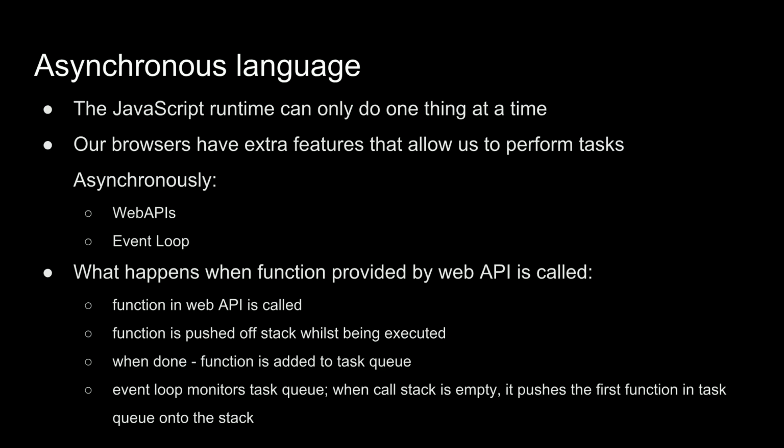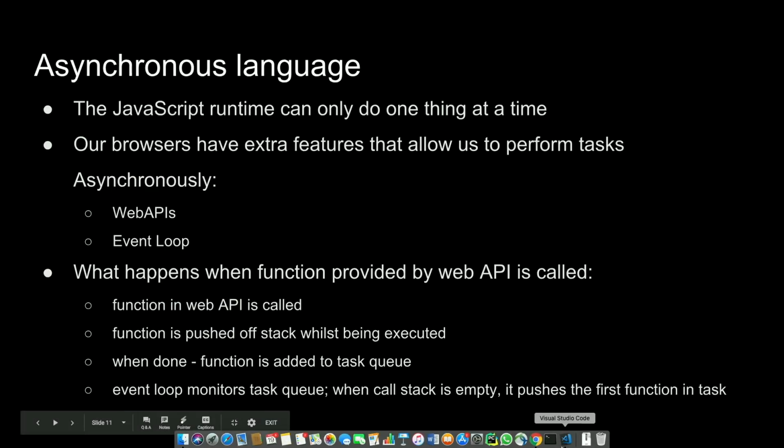Now this brings us to JavaScript being an asynchronous language. Like I mentioned, your JavaScript runtime, where your JavaScript code is executed, can only do one thing at a time. But because your browsers add these extra features, such as your web APIs and your event loop, JavaScript can do other things, and we'll see why. We'll come back to this, and then I'll give an example of why the web API helps us.